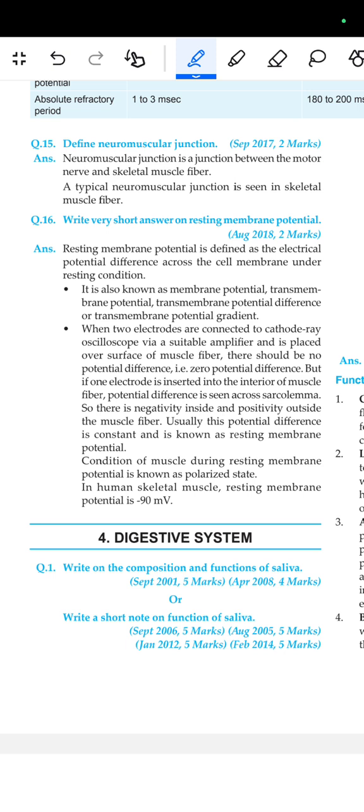Write a very short answer on the resting membrane potential. So resting membrane potential is defined as the electrical potential difference across the cell membrane under the resting condition. It is also known as the membrane potential, transmembrane potential difference or the transmembrane potential gradient.